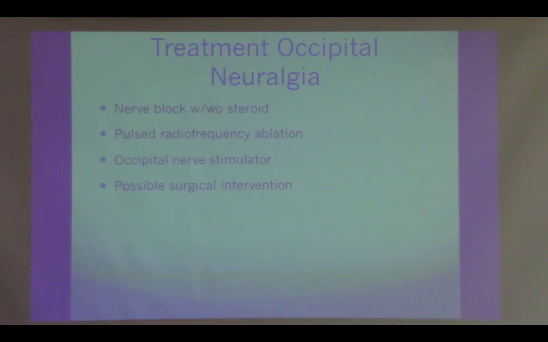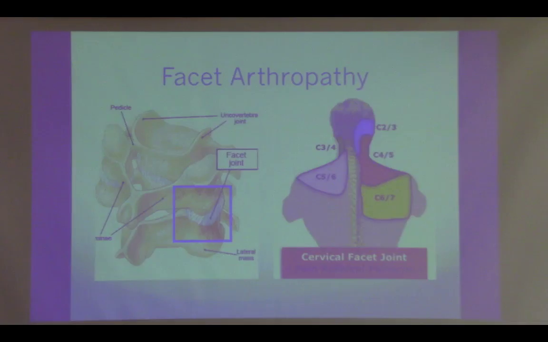We can get fancier. We can do ablations that use a low heat that should normally take care of the pain for about 6 months. We can get even fancier and put in permanent implantable devices like occipital nerve stimulators. These seem to work pretty well, but unfortunately insurance doesn't cover it, so we rarely can do this at this point in time, because it tends to be prohibitively expensive. And there are some surgeons that will try to release that nerve or clear up a little room so that there's no connective tissue or muscles impinging or causing more pain on that nerve.